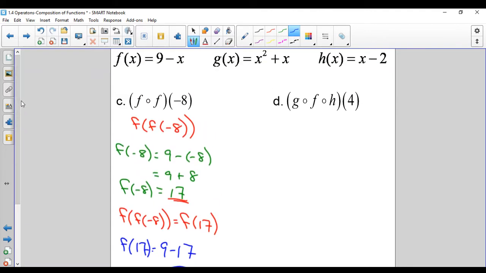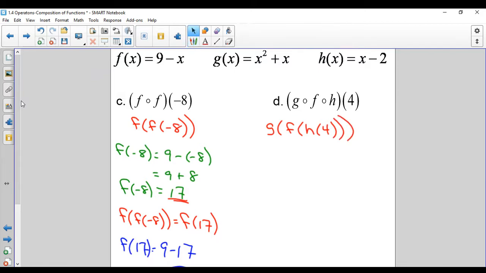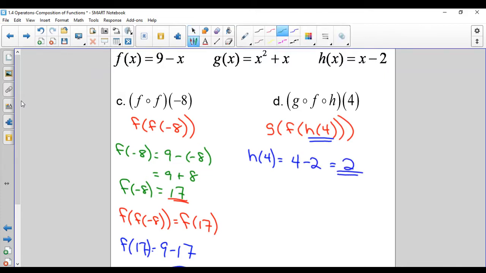Now, last one, biggest one. We're plugging values into all 3 functions. Start with the innermost, h of 4. H of 4 is just 4 minus 2, which is just 2. Then we need to find f of h of 4. F of h of 4 is really saying f of 2. Well, f of 2 is equal to 9 minus 2, which is 7.